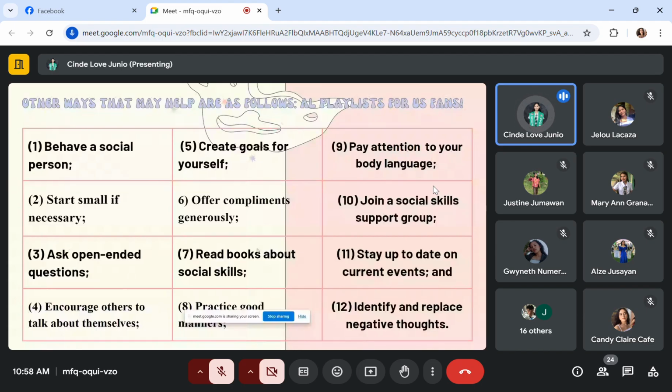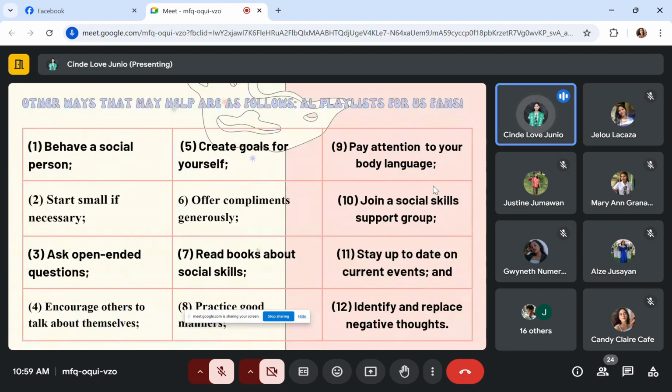Then eight is practice good manners. So be polite and respectful. You can say please and thank you in a conversation. And pay attention to your body language. So be aware of your body language. Use your facial expressions and gestures to communicate better. You can maintain eye contact when talking to someone.